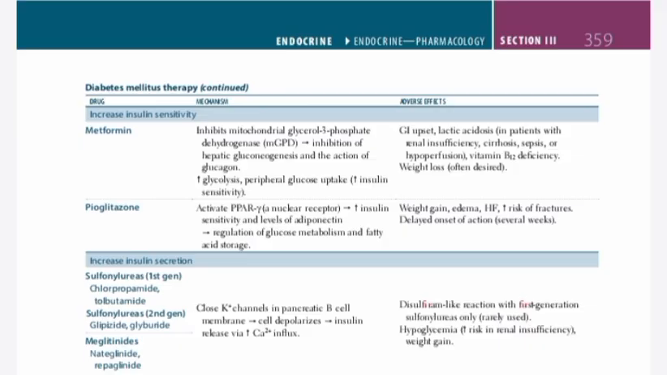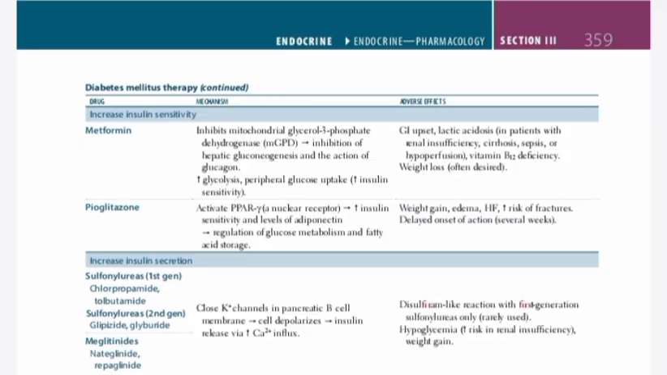The second one is increased insulin secretion, and very important are sulfonylurea and meglitinides. So we have first and second generation. Sulfonylurea first generation includes chlorpropamide, tolbutamide, but it has disulfiram-like reaction, so they are rarely used now. Sulfonylurea second generation includes glipizide and glyburide.